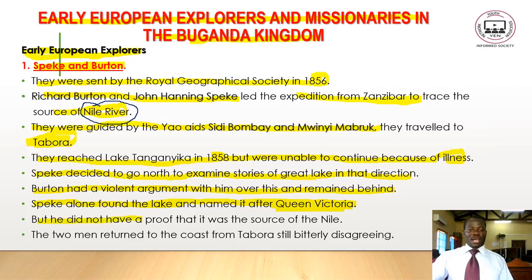But he did not have proof that it was the source of the river Nile. While he saw that lake, he did not have proof that he had seen the source of the Nile, much as we now know that the river Nile comes from Lake Victoria. The two men returned to the coast from Tabora, still bitterly disagreeing, not agreeing with each other on how they were to move about.